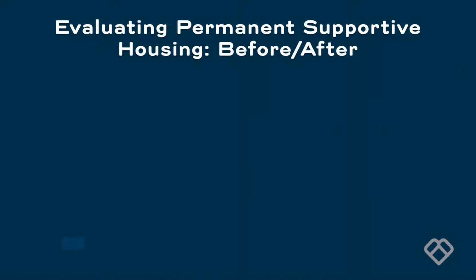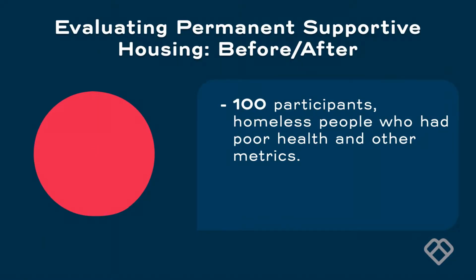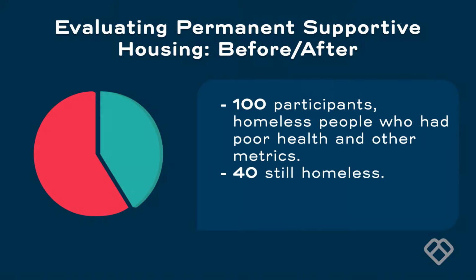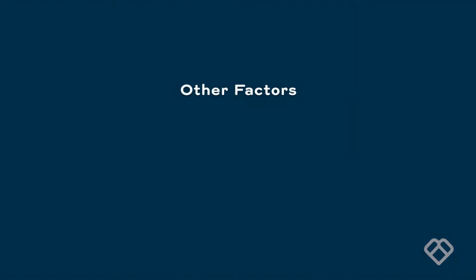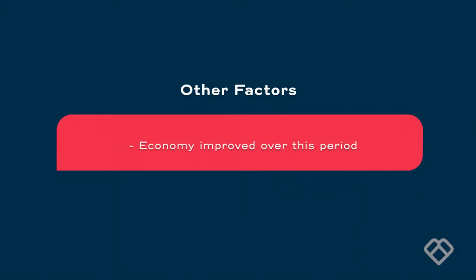One very simple way of trying to evaluate the outcome is to compare the participants before they entered the program and afterwards. Suppose at the end of the evaluation period, we had 100 participants, homeless people who had poor health and other metrics. 40 of them are still homeless. 60 of them are in stable housing. Therefore, there was a 60% success rate. That looks pretty good, doesn't it? But maybe during the same period, there were other factors that would have contributed to their improvement. For example, the economy got much better during this period.